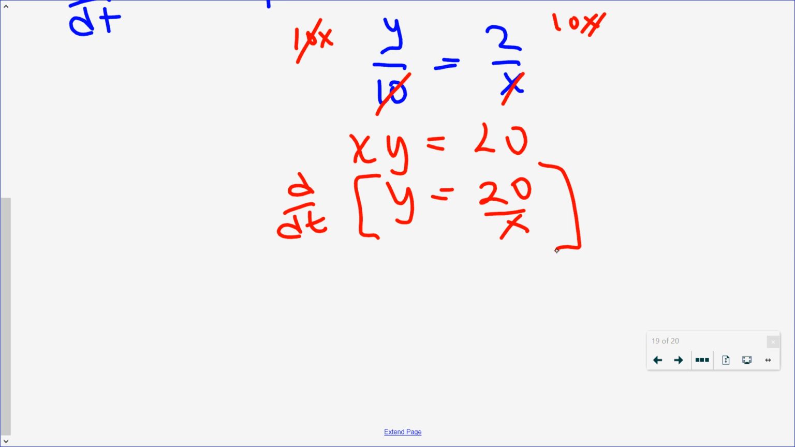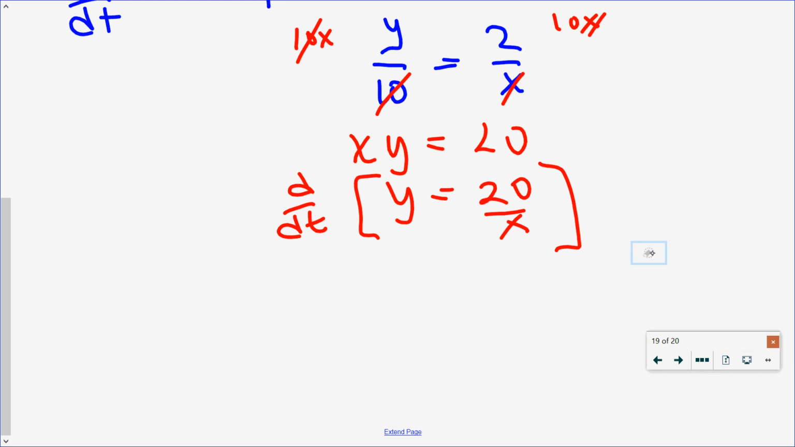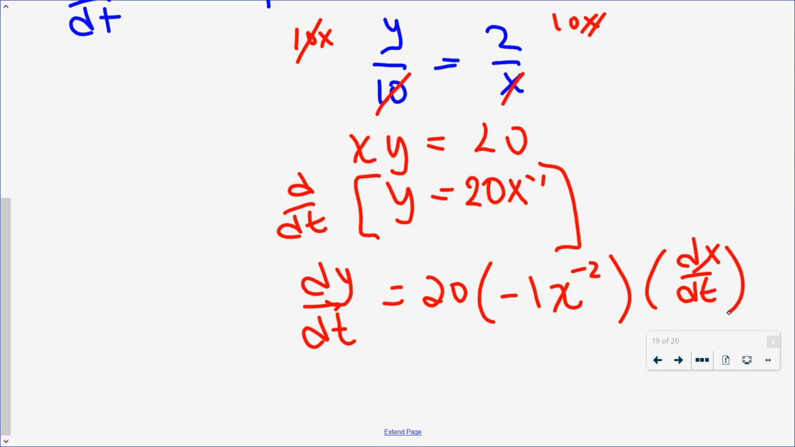Before I take the derivative, when I have 20 over x, I think it would be a little bit easier if we wrote this as 20 times x to the negative 1. I don't want to use the quotient rule here. So, the derivative of both sides with respect to time: dy by dt equals 20, take the constant out, times negative 1 x to the negative 2, and then I'll multiply that by dx by dt. So dy by dt is what we want. It's all nicely set up for that.